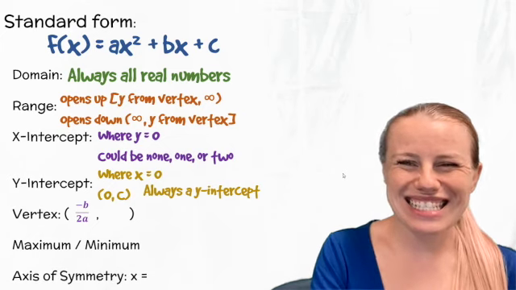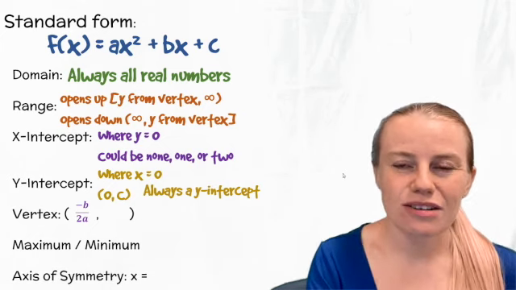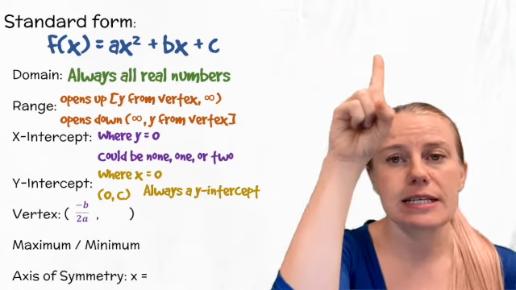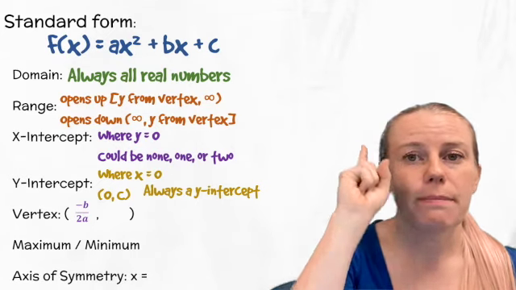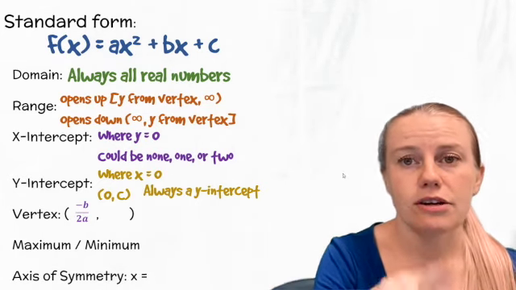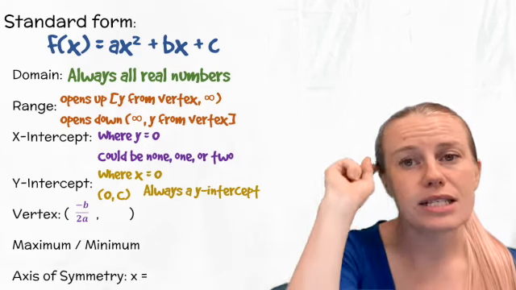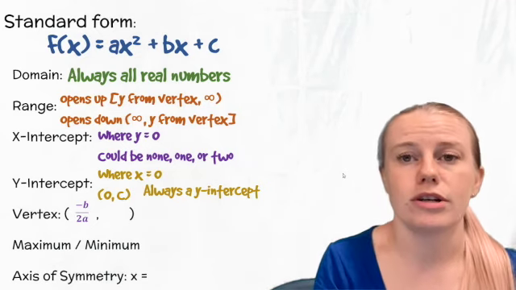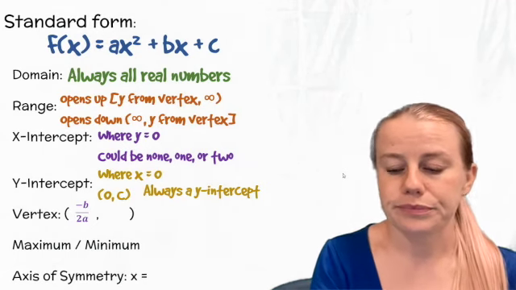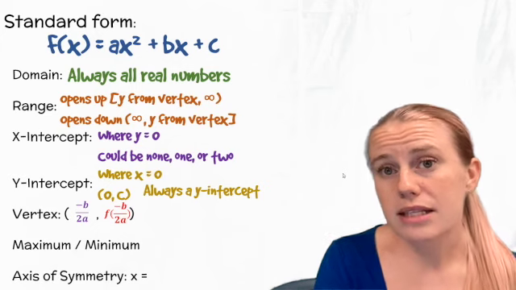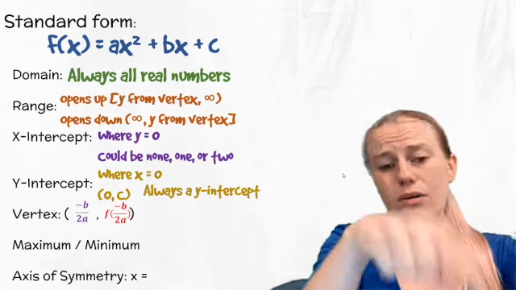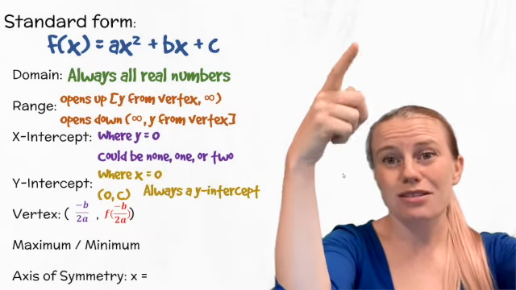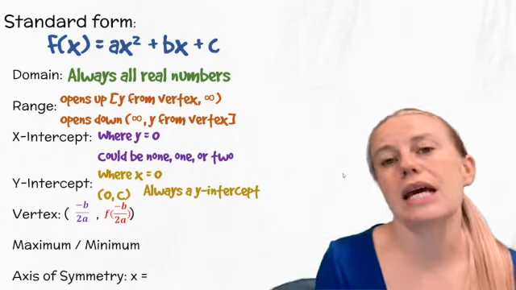Our vertex is at negative b over 2a. So negative b, what do I mean by that? I mean the opposite of whatever b is. So if it's up there in our standard form, if it is positive b, then it's going to come down here to our vertex and be negative b. If it is a negative b, then it's going to be a positive b. So it's going to be the opposite of b over 2 times whatever a is. And then our y of that is, we're going to take whatever we get for x, plug it into our equation, and solve for y. Plug it in wherever we see x.